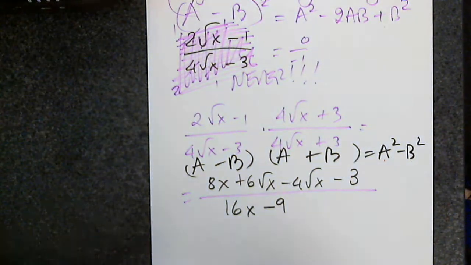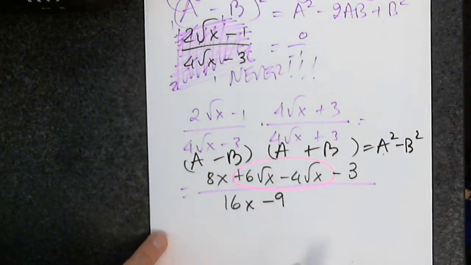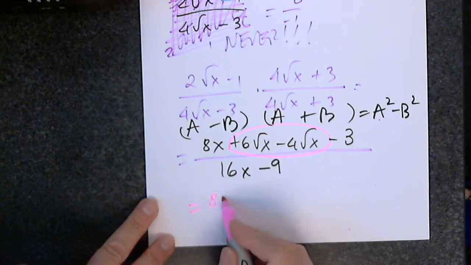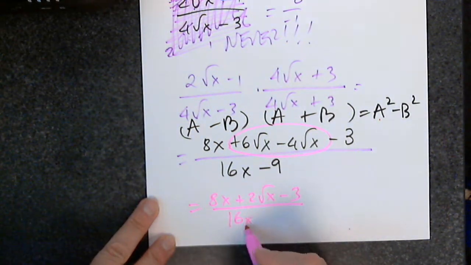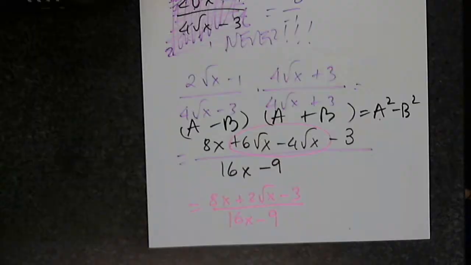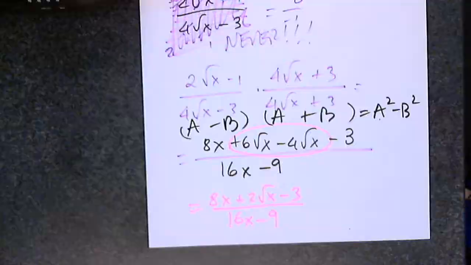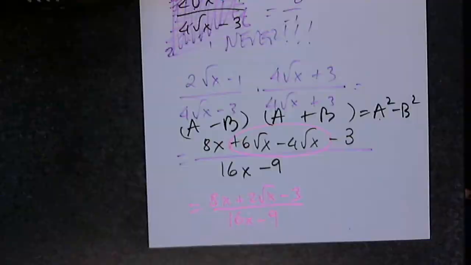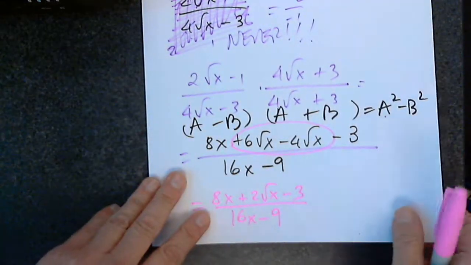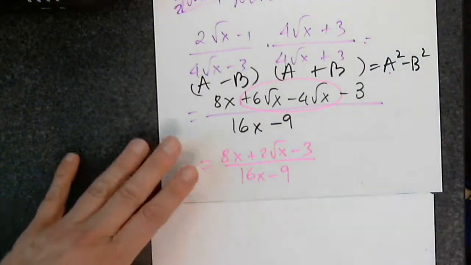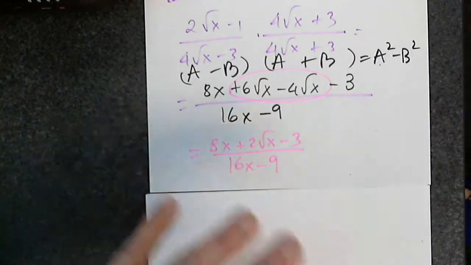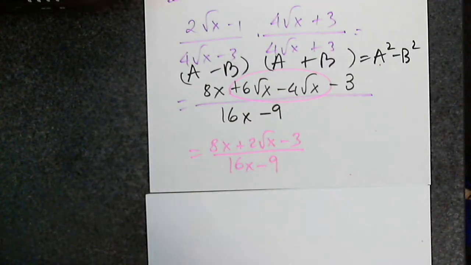So now the final step is I have to combine these two because they are like radicals. So then I have 8x plus 2 the square root of x minus 3 over 16x minus 9. Very good questions. Can you give us another example of this one, please? Sure. I cannot do anything else. I cannot simplify. I cannot factor. There is nothing else I can do. Final answer, yes.